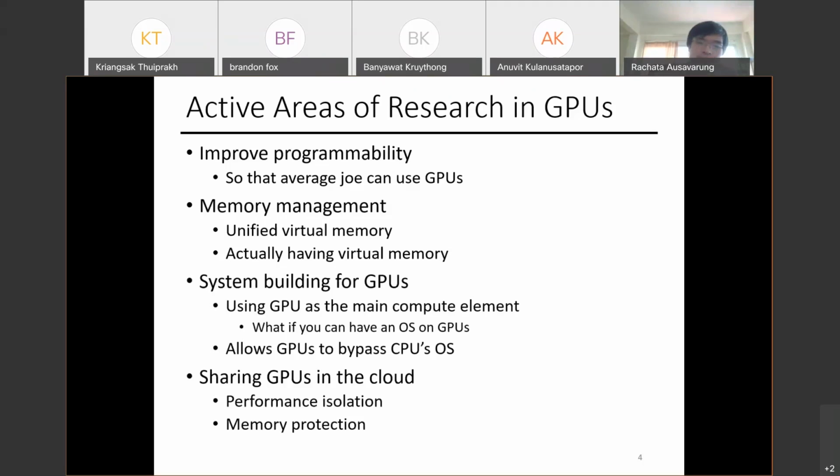System building for GPUs is also something that I'm trying to do. Basically, can you treat the GPU as its own compute element? Why does the GPU need to rely on the CPU's OS all the time? What is the minimum functionality support that you require to run a fully functional program on the GPU without the CPU? Can we bypass some of the CPU OS calls to make the GPU faster?